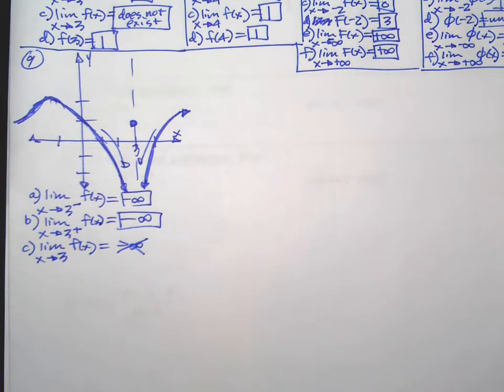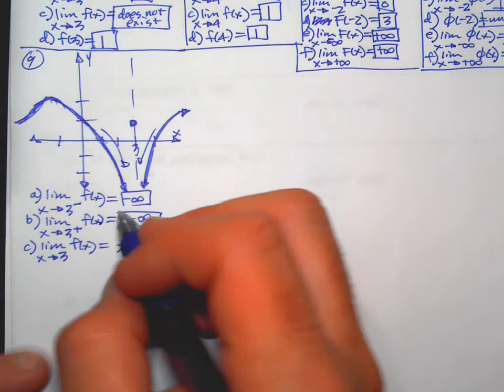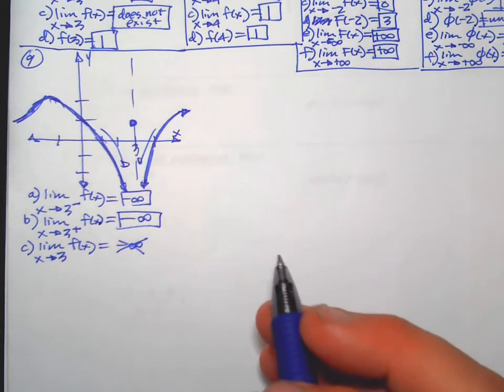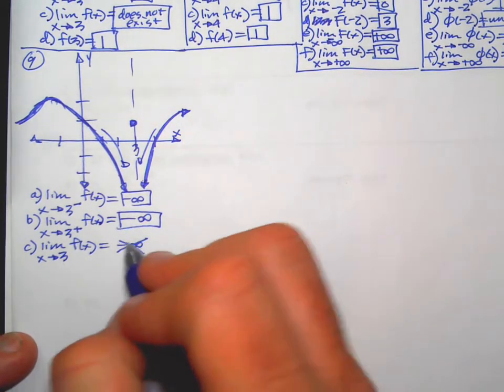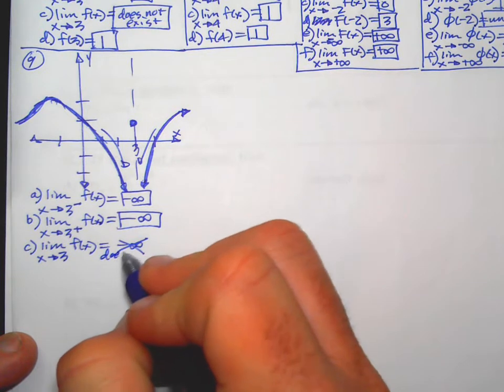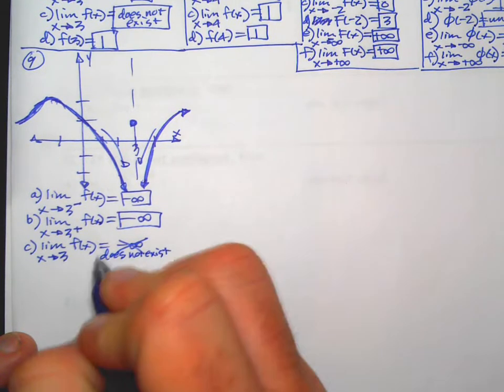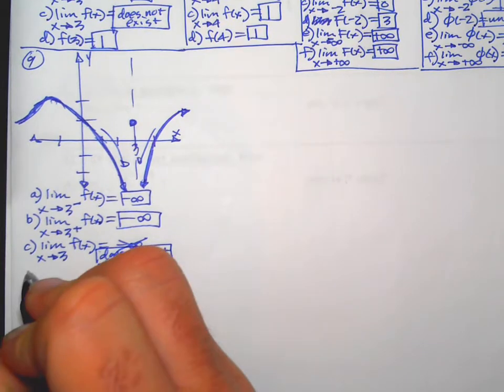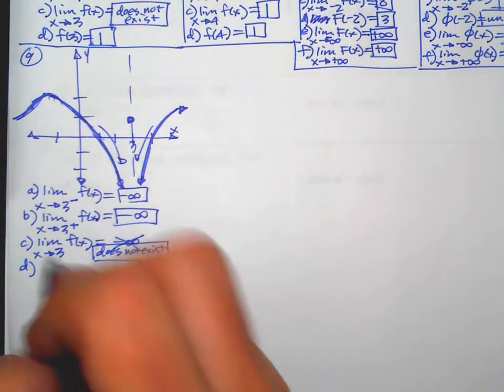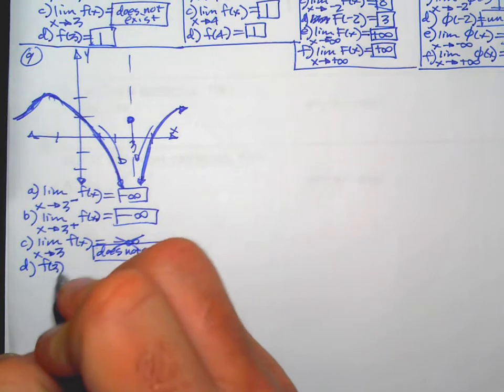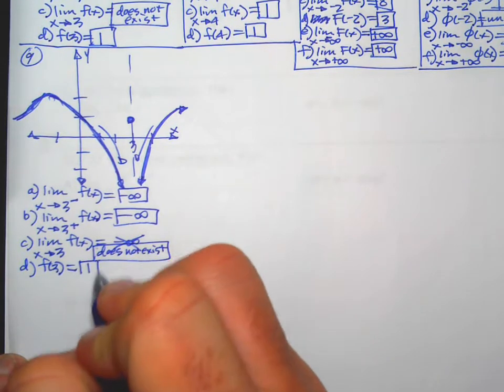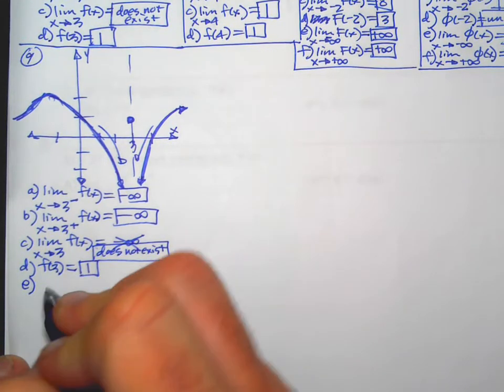We really shouldn't do it for two-sided if they're both going to infinity. They might even be going the same infinity at the same rate. I think that's what the book has. We want does not exist. I don't want infinity for a two-sided limit. D, the value of the function at 3 is not undefined. It's 1. There's a hole there.